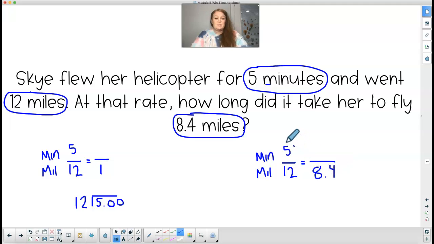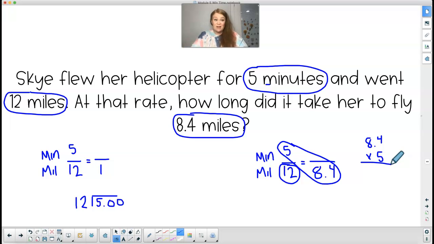And to do this one, I'm going to cross multiply 8.4 times 5, and then I divide it by 12. 5 times 8.4 divided by 12. If I were setting up this problem, I would put 8.4 on top times 5 on the bottom so that I don't have to do a double digit one. And then take that answer and divide it by 12.